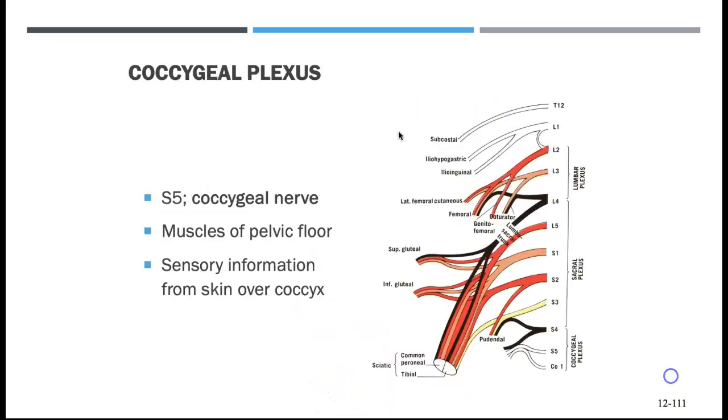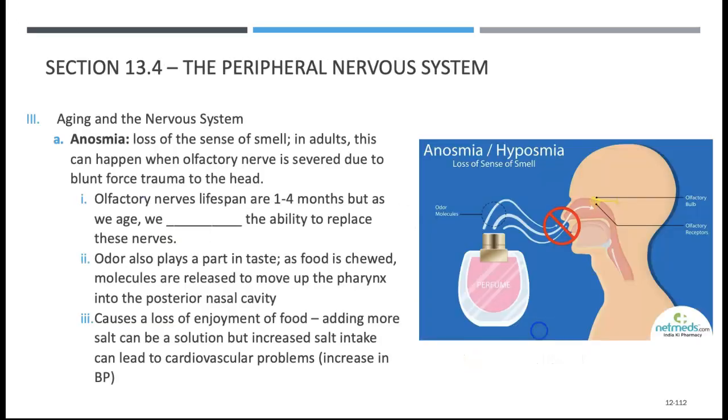And you could see that it also has cutaneous supply here in the lateral aspect of the leg and anterior leg. Lastly is our coccygeal plexus. This comes from S5 and sometimes a little bit of S4, and this is going to be called our coccygeal nerve. It'll help supply the muscles of our pelvic floor and give sensory information from the skin over the coccyx.